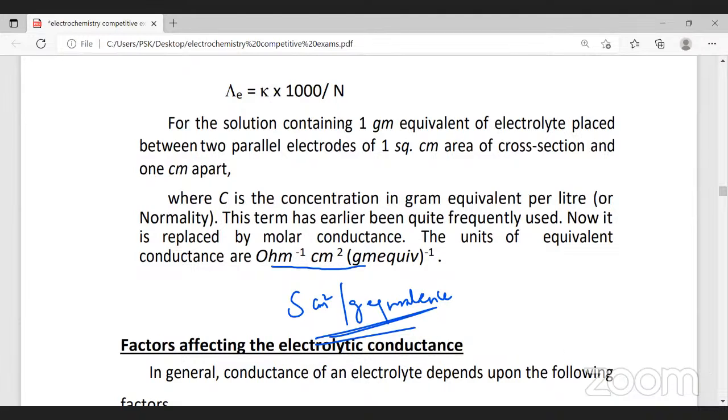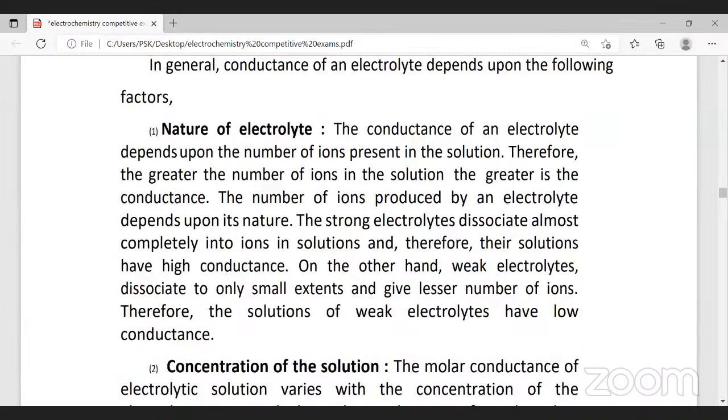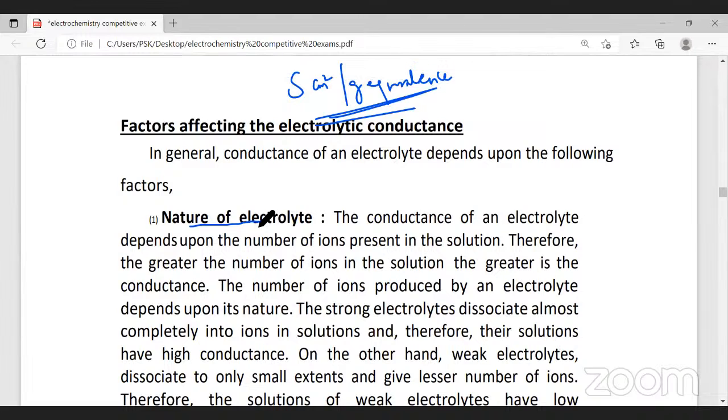Factors affecting the electrolytic conductance. The first one is nature of the electrolyte. Strong electrolytes will have more conductance. Weak electrolytes will have less conductance. Because strong electrolytes undergo complete dissociation, weak electrolytes undergo partial dissociation. So conductivity depends on the nature of the electrolyte.